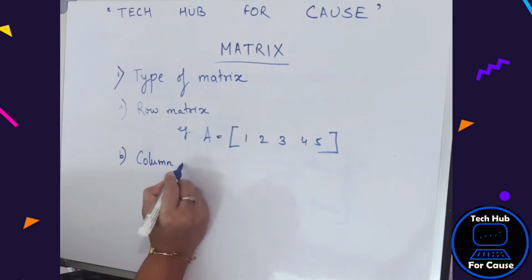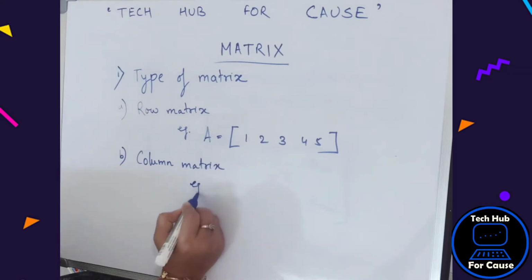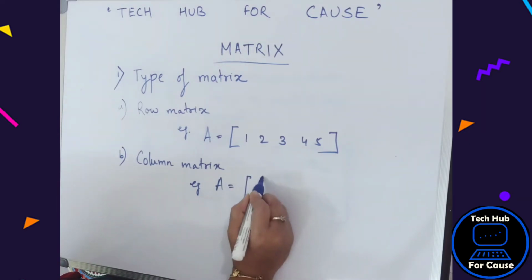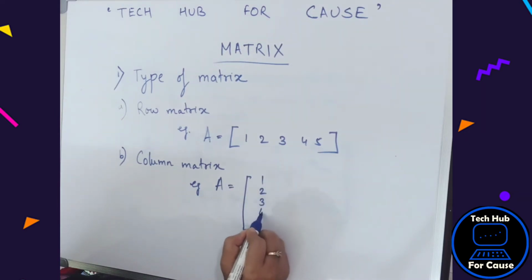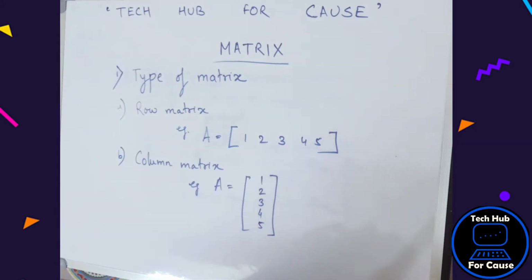The next type of matrix is the column matrix. Just opposite to the row matrix, here the value of m is anything greater than 1 while the value of n is equal to 1. For example, A is a column matrix where m is equal to 5 while n is equal to 1.